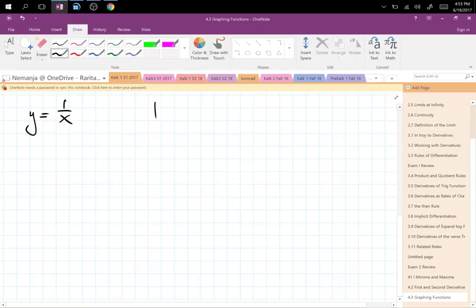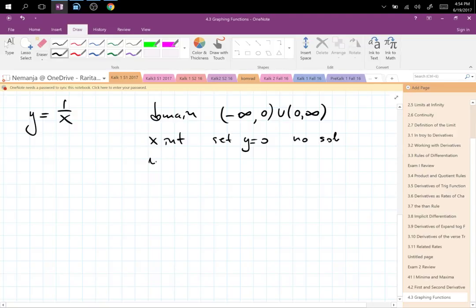So I'm going to start with the domain and state that the domain is from negative infinity to 0, union 0 to infinity. So technically everything except 0, it's okay to plug in. And now x-intercept. For x-intercept, we set y equal to 0, and we see there is no solution. And for y-intercept, we set x equal to 0, and also get no solution because 1 divided by 0 doesn't exist.